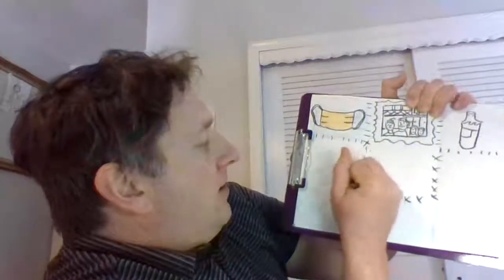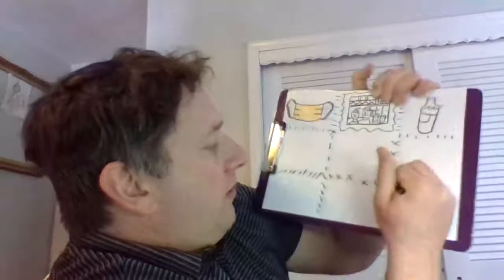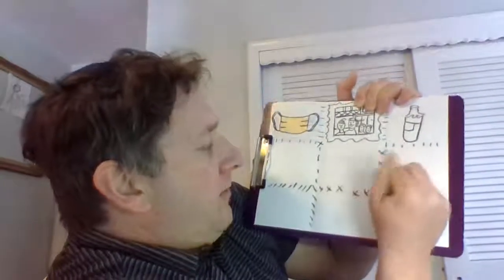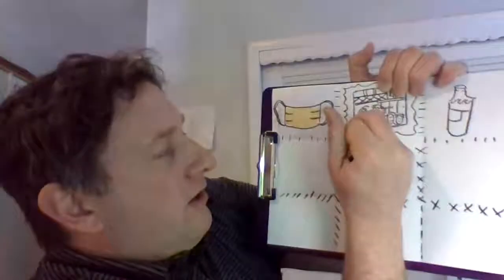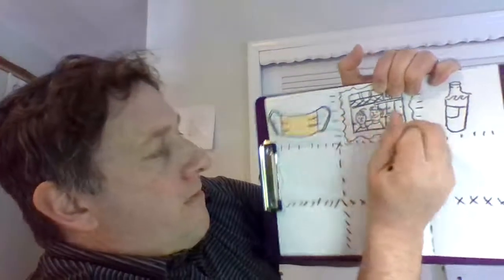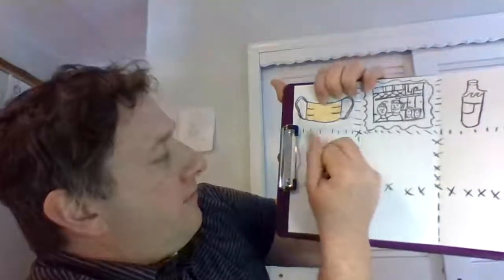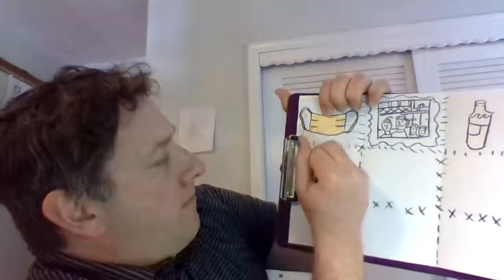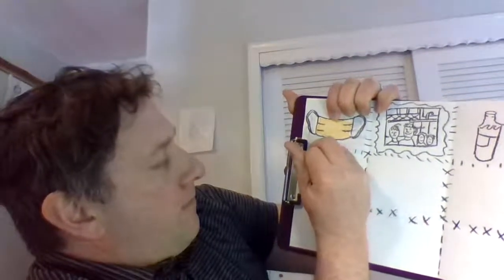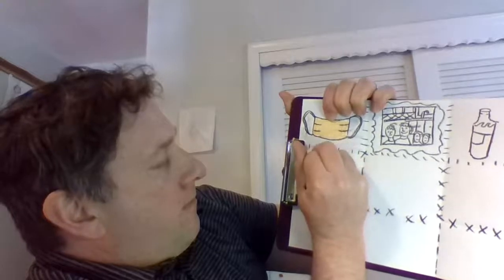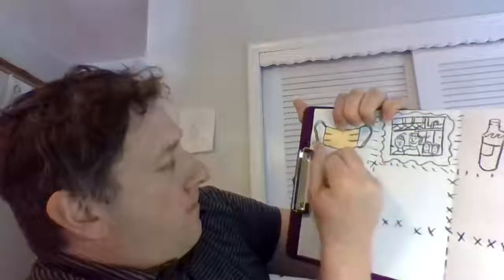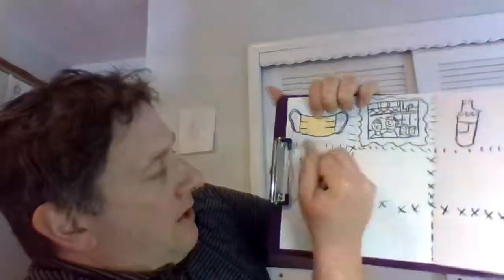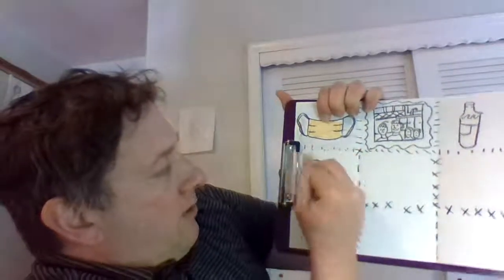I'm going to do diagonal. I'm going to do vertical. I'm going to do horizontal. And I'm even going to do X's for all different kinds of stitching. Different sizes. Next is going to be my hand sanitizer bottle. There we have it with our label.